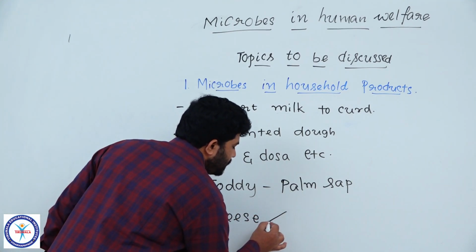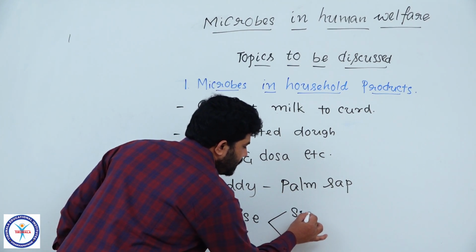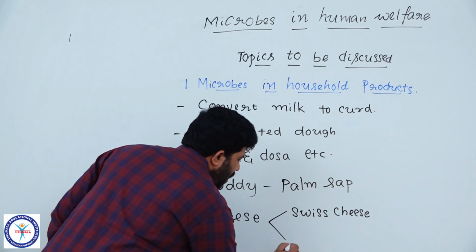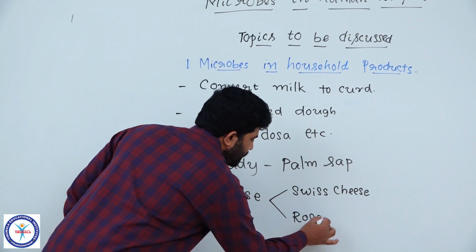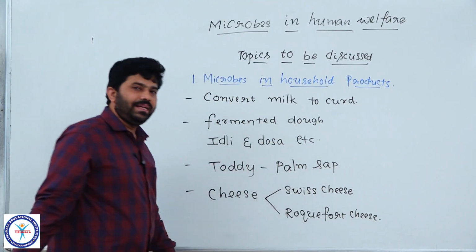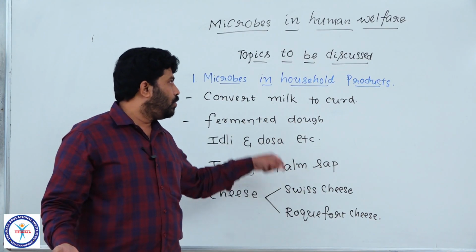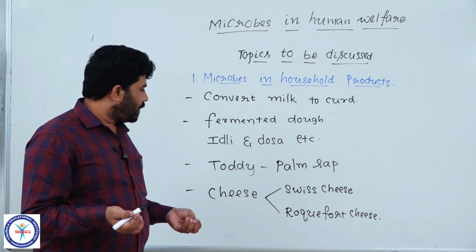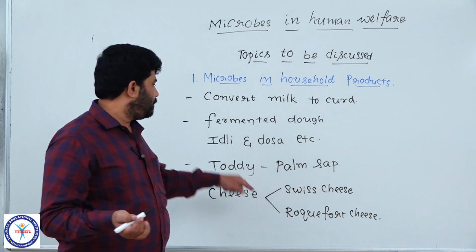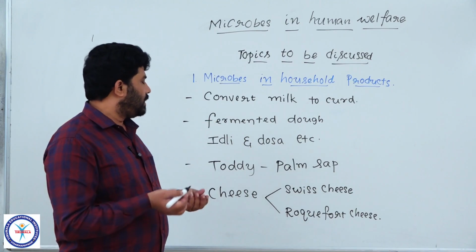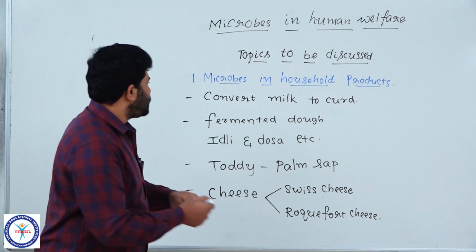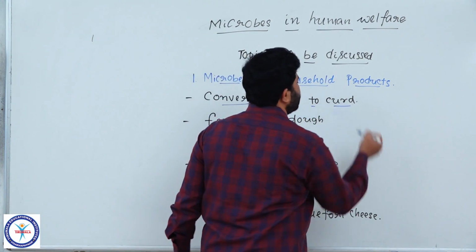Here we generally observe two different kinds of cheese: Swiss cheese and Roquefort cheese. Not only industrially, but of course at our home also, as a household product, we use Swiss cheese and Roquefort cheese. In the preparation of these two varieties of cheese also, we use some microorganisms. Have a look at all these different food items that we prepare by using microorganisms. In that, the first one is converting milk to curd.